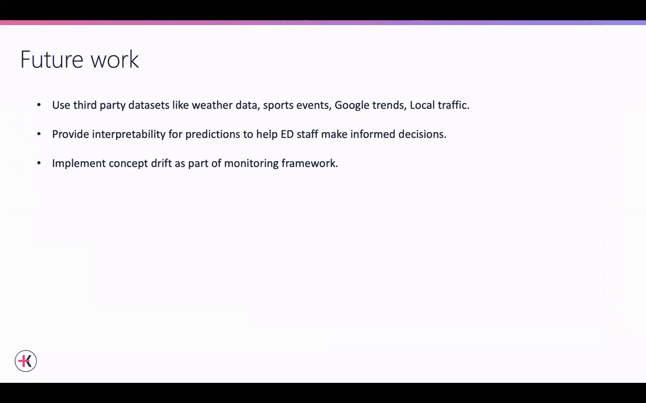The future work for this solution is to incorporate third-party data related to Google Trends, search trends, weather data, sports events, and similar. We also want to provide interpretability for the predictions that we are making, and incorporate a concept drift framework to identify drifts in predictions and features.